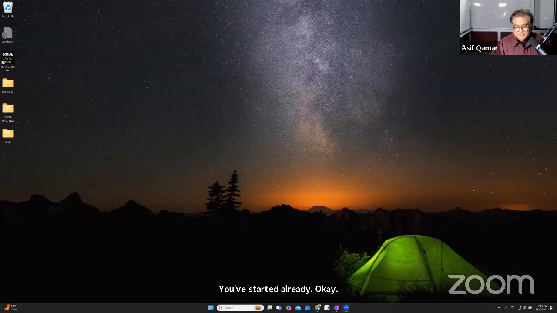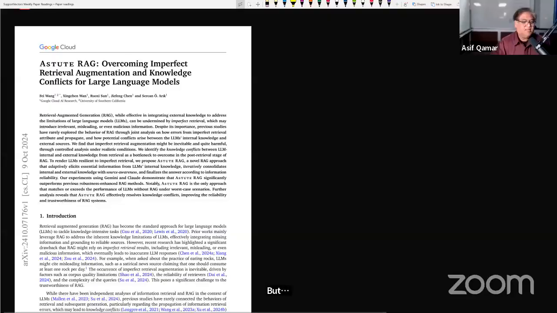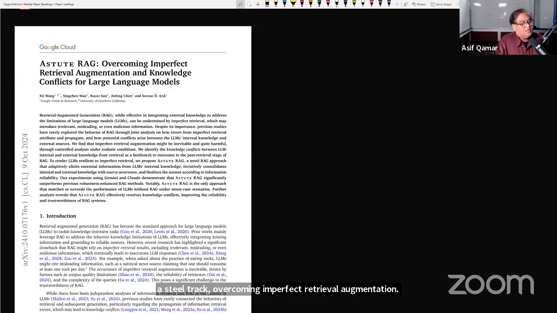All right, guys. So the topic of today is Astute RAG, overcoming imperfect retrieval augmentation and knowledge conflicts for large language models. Now, this paper is straightforward. It's one of those beautiful papers. I've been doing RAG now.